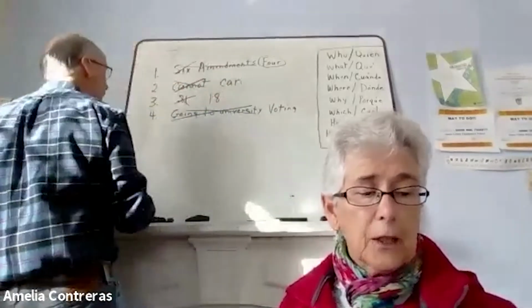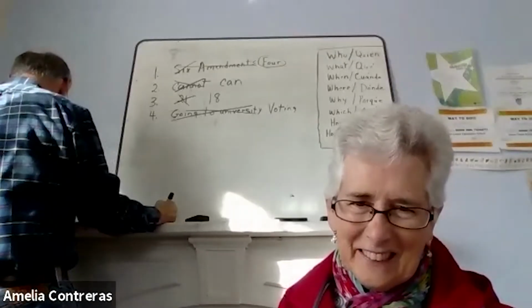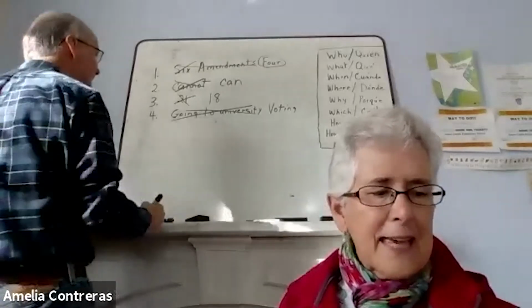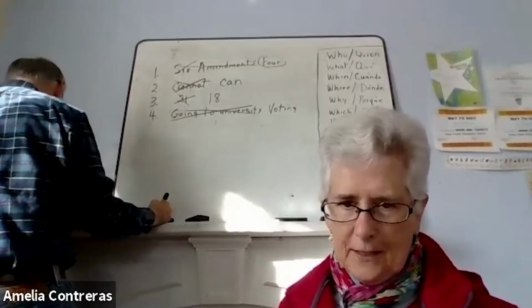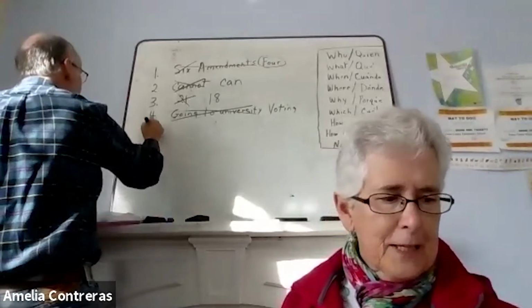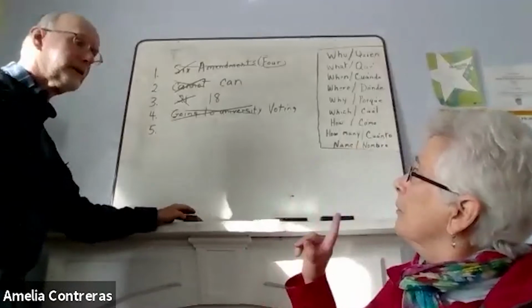We're going to cross out going to university. It's wrong, because this is saying that only U.S. citizens can go to the university. And that's not true, right? This is for everyone. Okay, we're going to cross out going to university and write voting in a federal election.